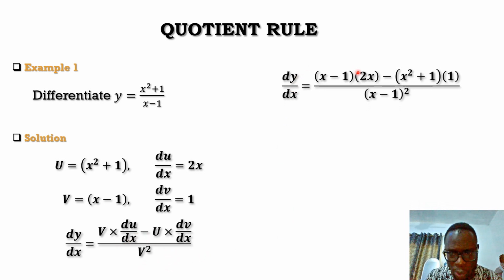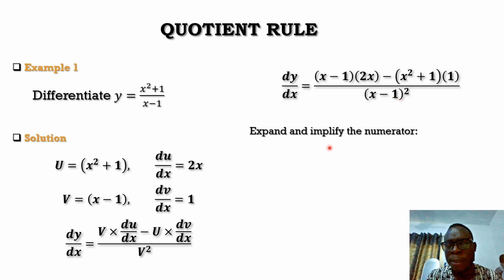So we substitute each of the labelings at their respective position in the function. So v, which is x minus 1, is here. Then du/dx, which is 2x, is substituted in this format. Minus u, that is x squared plus 1, times dv/dx, all divided by v squared, which is x minus 1 squared. Then we expand and simplify the numerator.